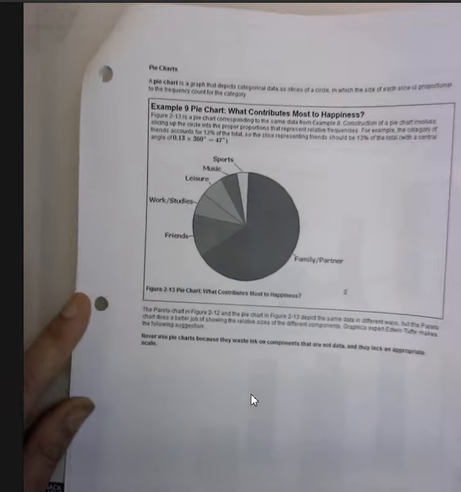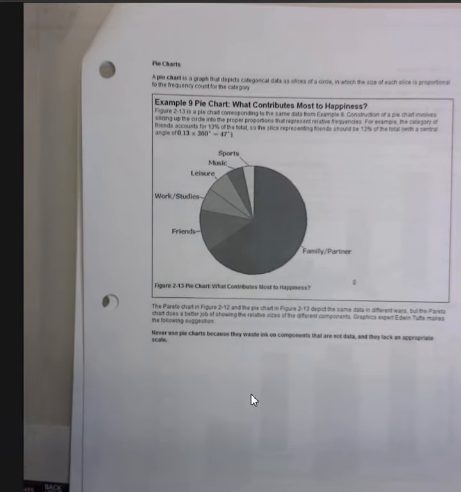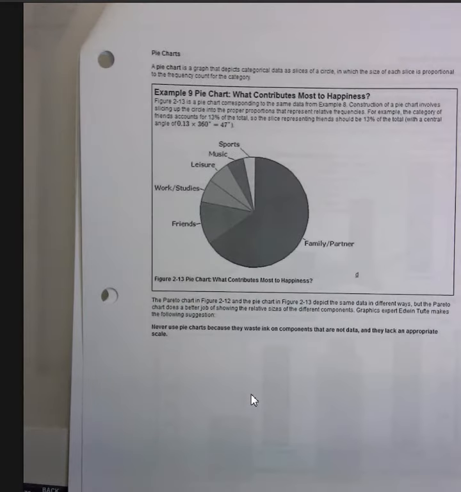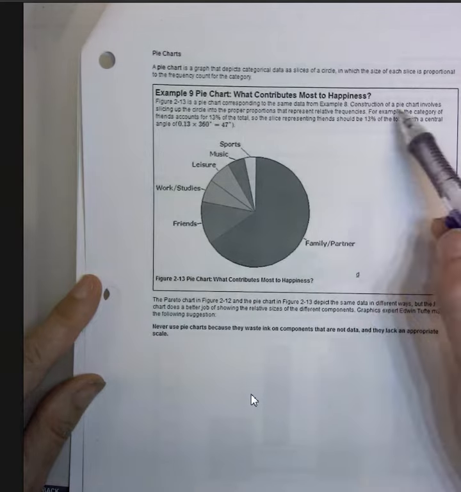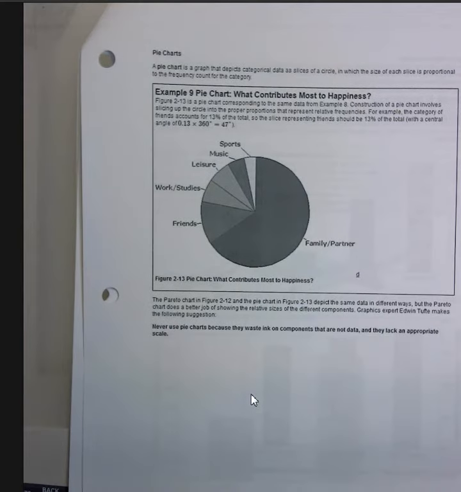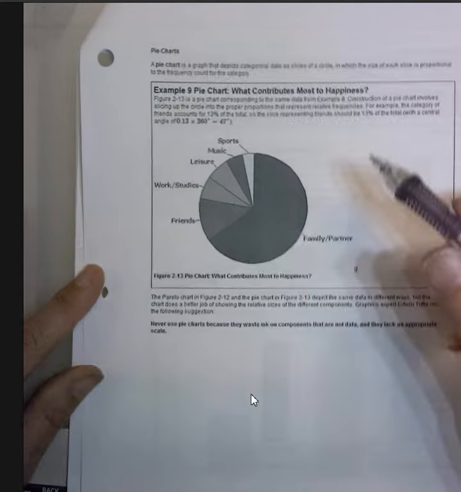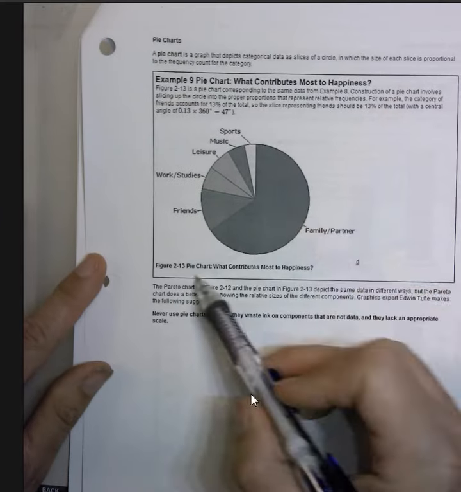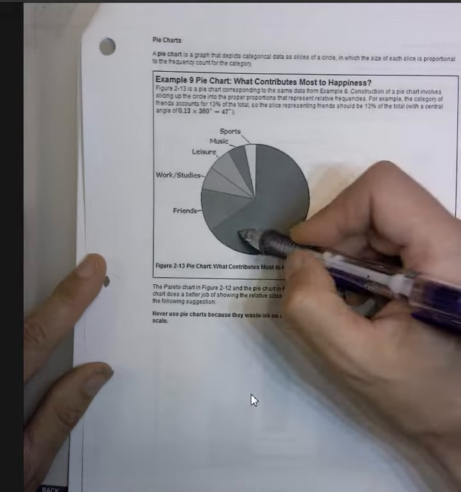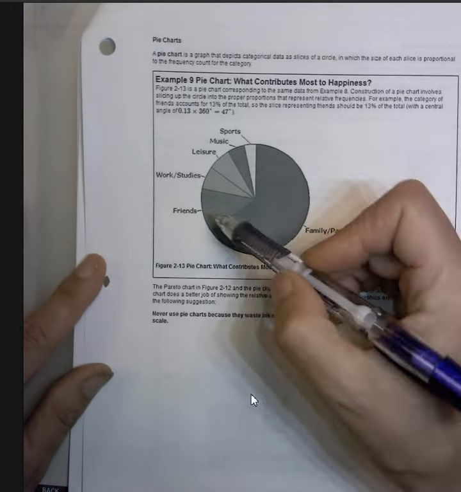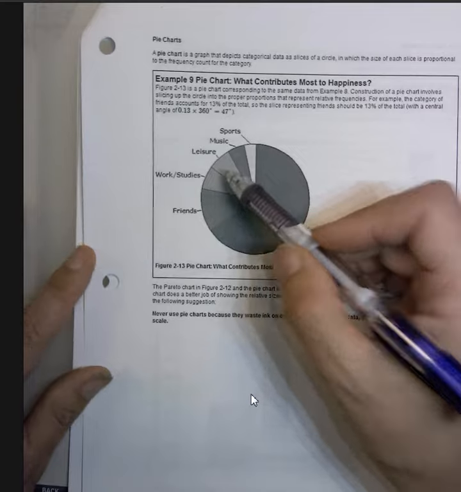Pie chart. So a pie chart is a graph that depicts categorical data as slices of a circle in which the size of each slice is proportional to the frequency counts for the category. So pie chart, always a circle that has wedges cut out of it. And it says it shows the same data as the Pareto chart. So we see here, it's still what contributes most to happiness, and that family partner takes up most of the pie. And then friends, and then work, studies, leisure, etc.